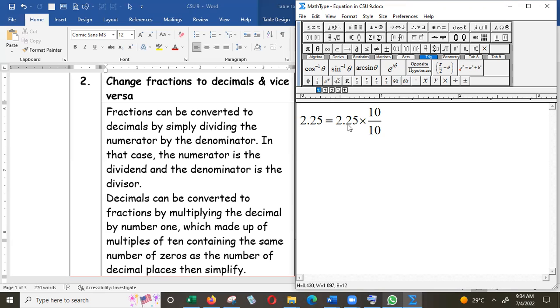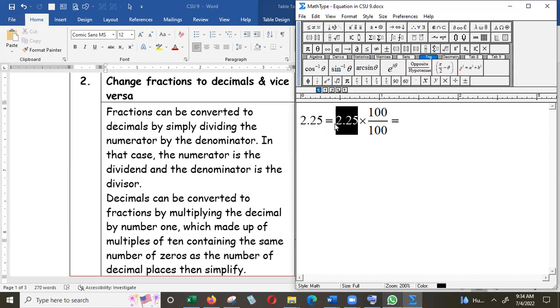So this 2.25 has 2 decimal places, 2 places after the decimal point, 1, 2. So we have to multiply 2.25 by a number 1 made up of multiples of 10, but with the same number of zeros as the number of decimal places. So because we have 2 places after the decimal point, the 2 and the 5, we need 2 zeros. 100 divided by 100 is 1. So therefore, we have not changed the value of 2.25 because we are multiplying by 100 divided by 100. Now, when you multiply in fractions, you have to multiply the numerator by the numerator and the denominator by the denominator.